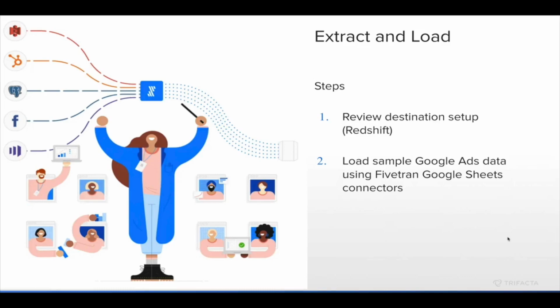Thanks, Will. So for the first part of the demo today, we'll be using Fivetran to extract and load our data. Fivetran is a fully managed data pipeline as a service. We have over 170 pre-built connectors that are designed to very efficiently and very reliably bring data from sources to a destination warehouse. In this part of the demo, I'll be reviewing the destination setup, which is just a connection to Redshift, and then I'll also be loading sample Google Ads data using Fivetran's Google Sheets connectors.